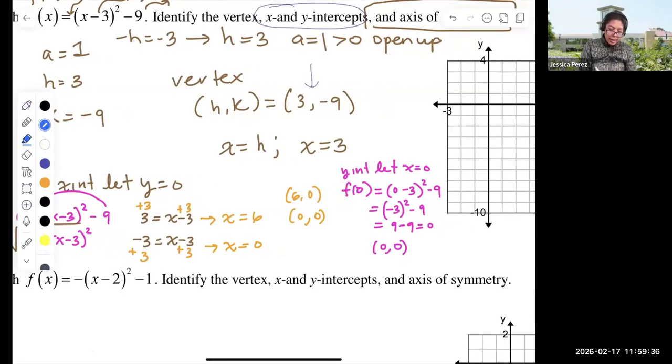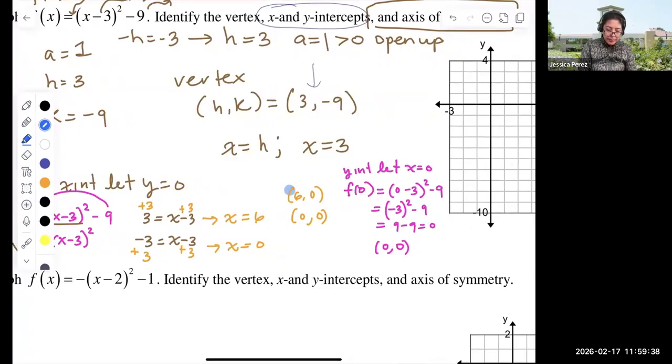Now the points that I'm going to highlight are what matter, and let me put a different color here. 6 comma 0, 0 comma 0, 3 comma negative 9, and my axis of symmetry. So here we have our vertex. Here we have our axis of symmetry.